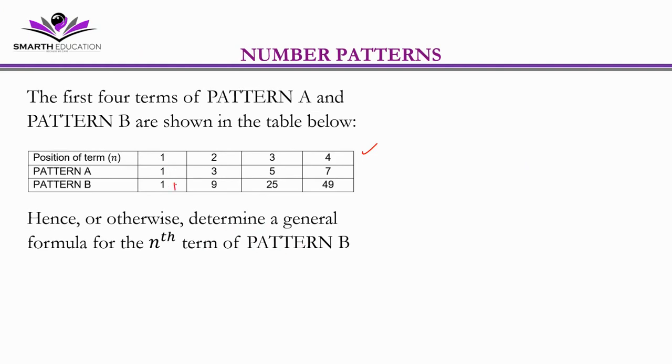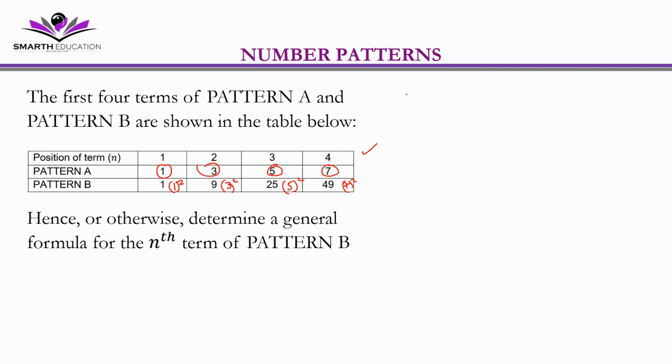If we say 1 squared, we get 1. If we say 3 squared, we get 9. If we say 5 squared, we get 25. If we say 7 squared, we get what? 49. So we're squaring pattern A to get the terms of pattern B.